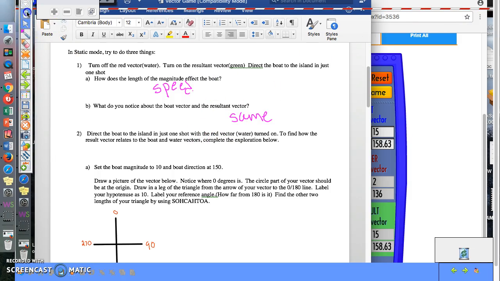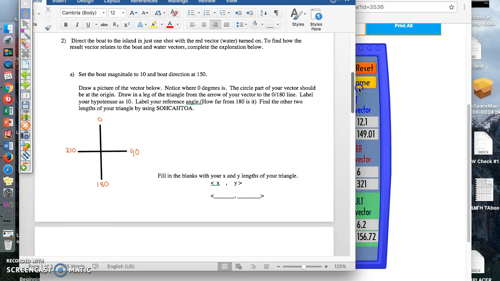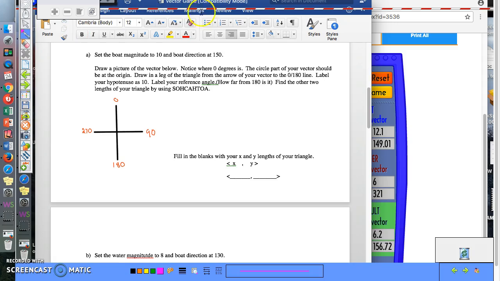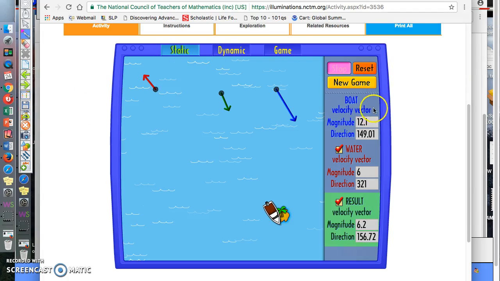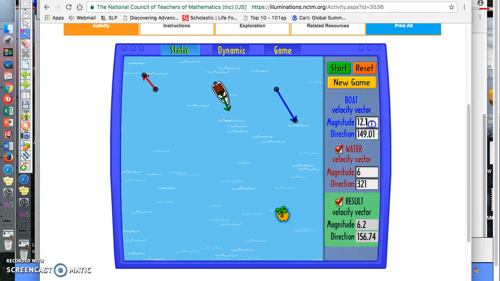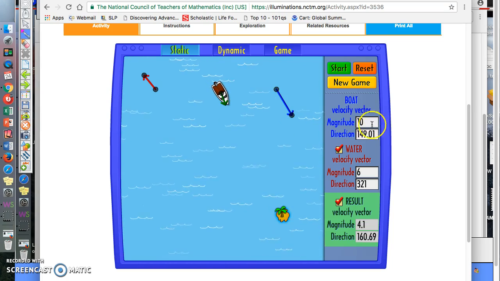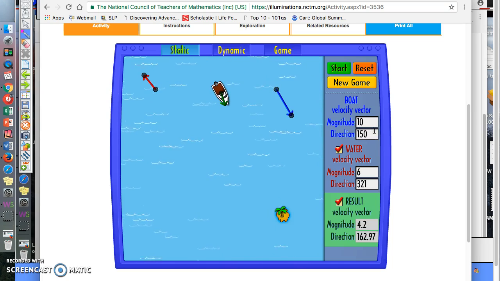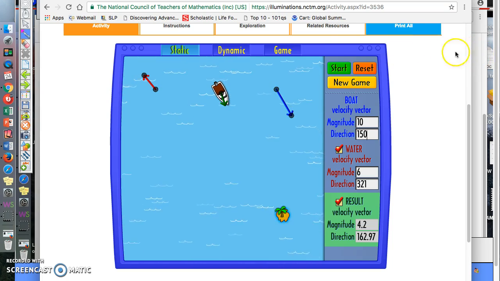All right. So let's see, what is it asking us to do here? The next thing it says, complete the exploration. Set the magnitude to 10 and the boat direction to 150. Okay, so magnitude, reset. 10 and 150. All right.